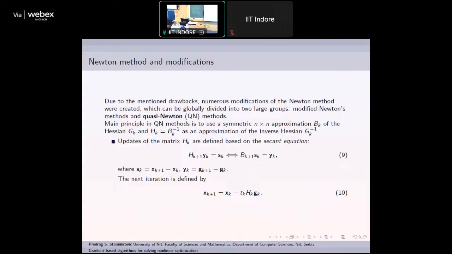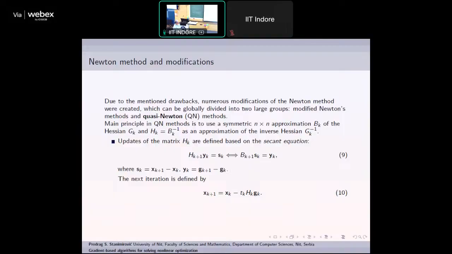There is a rule how to define approximations. B_k is the approximation of the Hessian matrix. H_k is the approximation of the inverse of the Hessian matrix. And here is a requirement for how to approximate the inverse of Hessian. s_k is the difference between two iterative points.